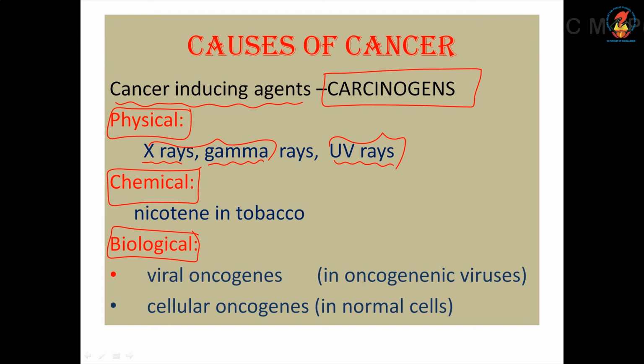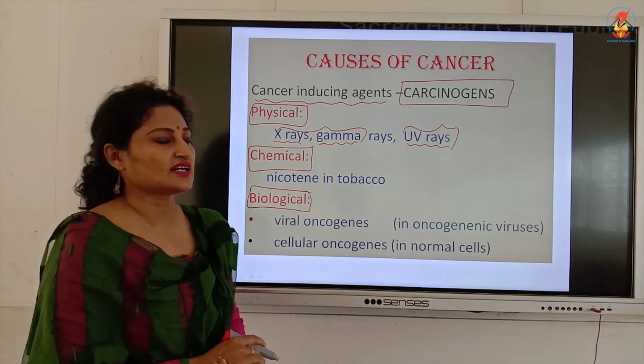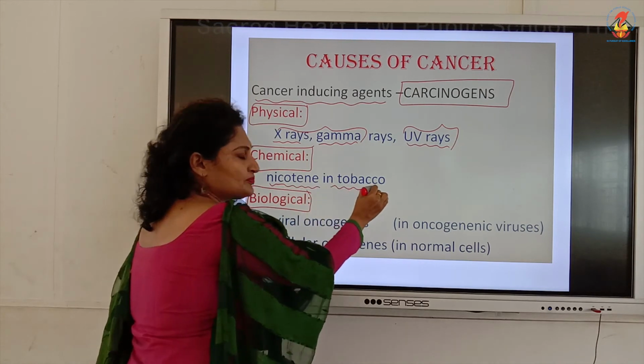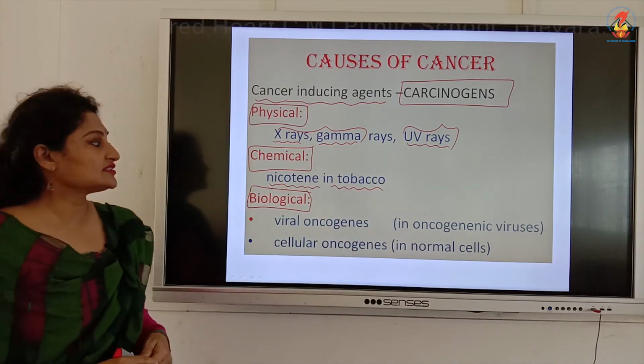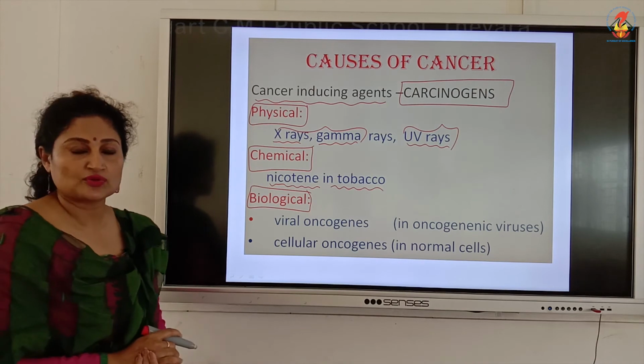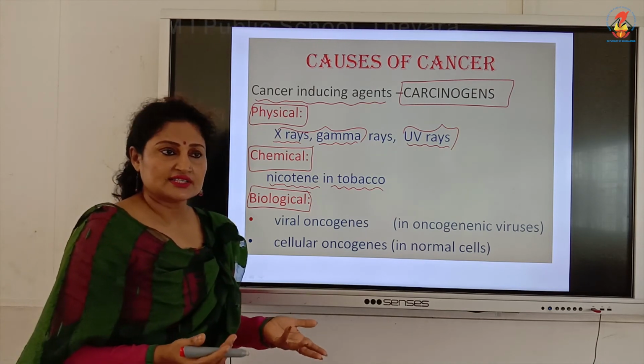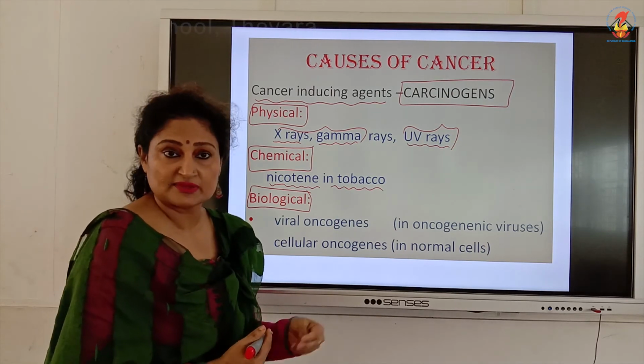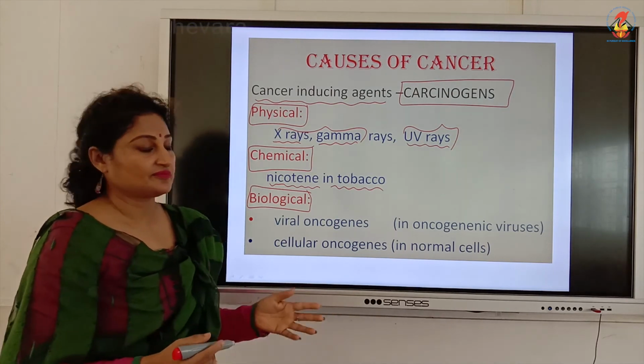Next, chemical carcinogens. There are a number of chemical carcinogens. One that is mentioned in your text is the one present in tobacco, nicotine. It's a carcinogen present in tobacco. Then you know a number of carcinogens are present in pesticides, endosulfan present in the pesticides, etc.